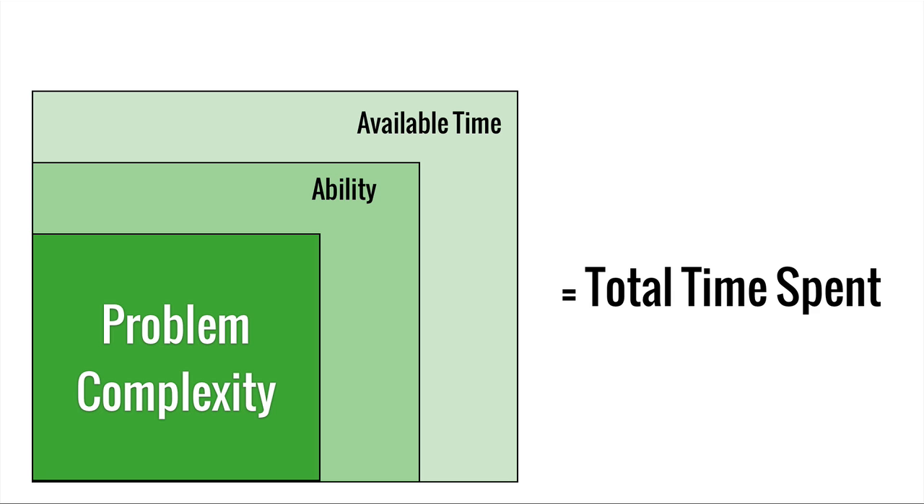And then it's also a function of the available time. How much time do I have to spend in other meetings? How much time am I going to spend interviewing people? So the combination of those three things, the inherent complexity of the problem, the ability of the person doing it, and the available time, that's the total time spent.